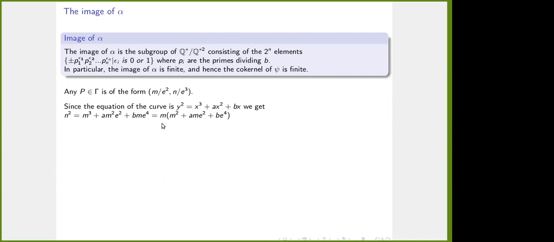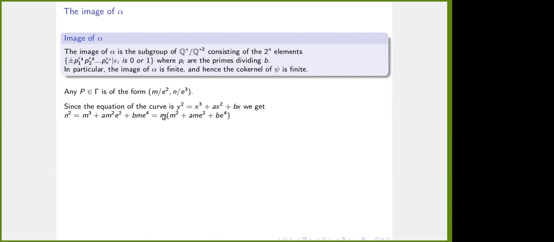Then both of these will be squares. Suppose the GCD of m and this other term here was 1. Since the product is n squared, then the GCD would be 1. So both of these would be squares, which would show that m and this are trivial points.